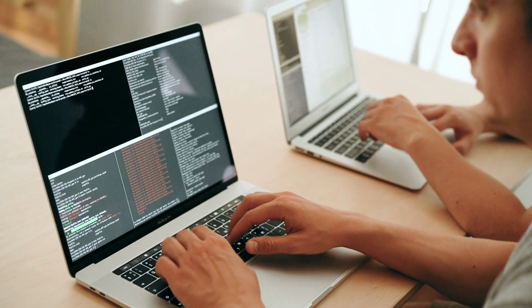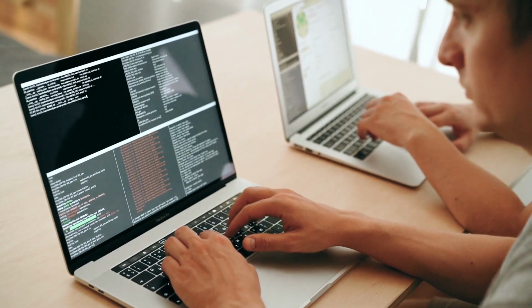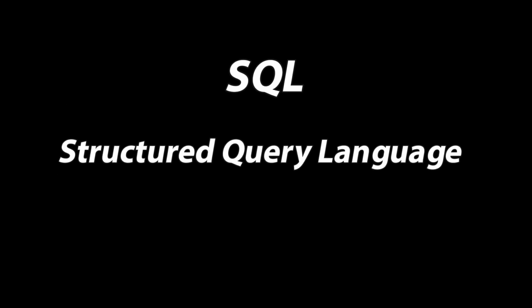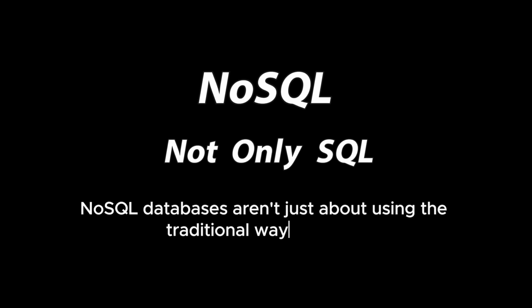So the two main databases, SQL and NoSQL. What do those words stand for? SQL stands for Structured Query Language, and the word query is a request for specific information from a database. And NoSQL stands for not only SQL, but some call it non-SQL. This is saying NoSQL databases aren't just about using the traditional way of SQL.